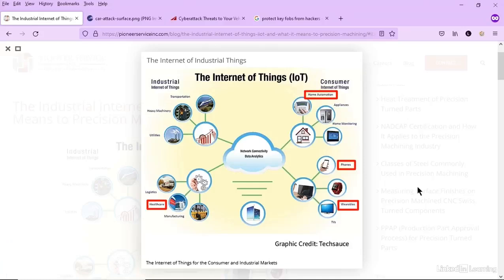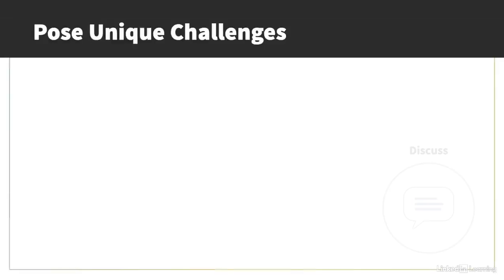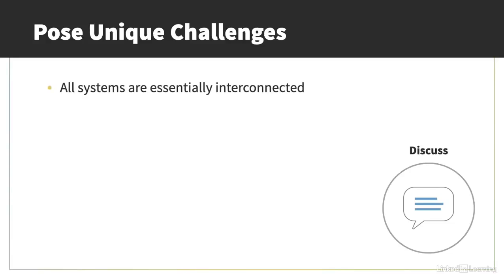I'm here at this website where we can see devices that include home automation, healthcare, phones, and wearables. Devices on the Internet of Things pose unique challenges in managing information, as all systems are essentially interconnected. IoT devices can gather petabytes of data on a daily basis.